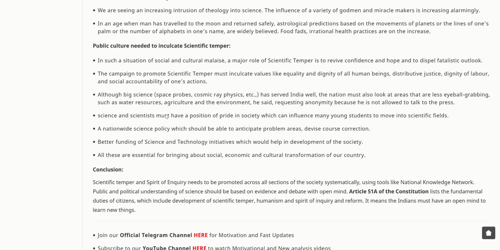Article 51A of the Constitution lists the fundamental duties of citizens, which include development of scientific temper, humanism, and spirit of inquiry and reform. It means that Indians must have an open mind to learn new things.